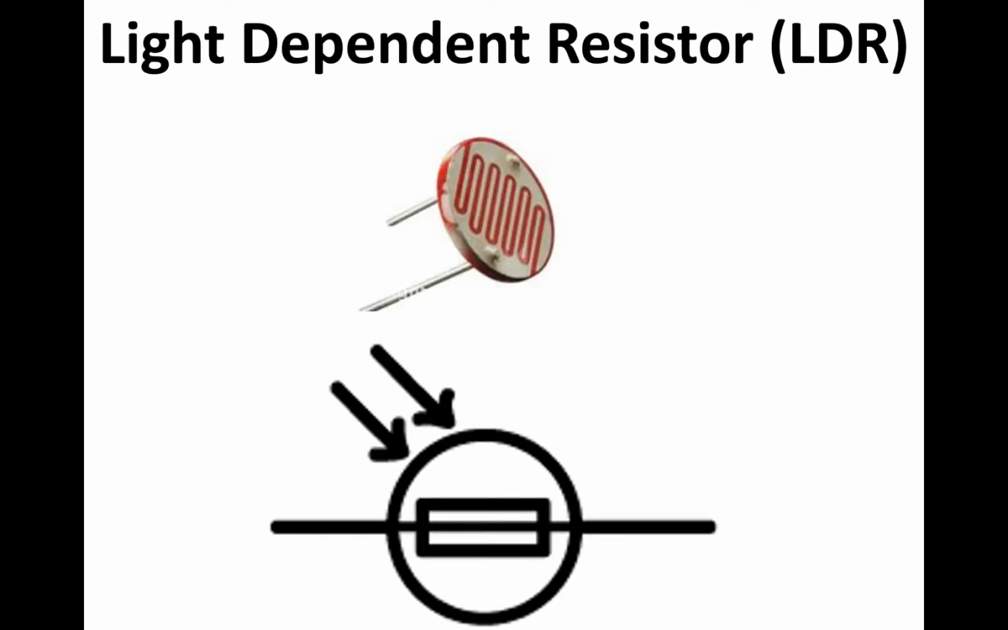A light-dependent resistor is a resistor which changes its resistance depending on the intensity of light. If a bright light is shone on a light-dependent resistor, the resistance goes down. That means the current through it will increase. Whereas in a dark room, the resistance of the light-dependent resistor will be high and a very small current will flow through it.